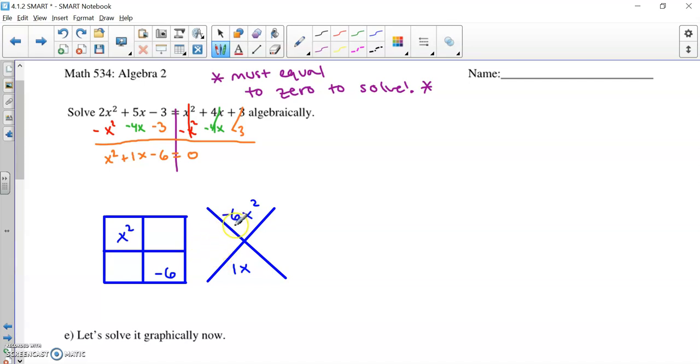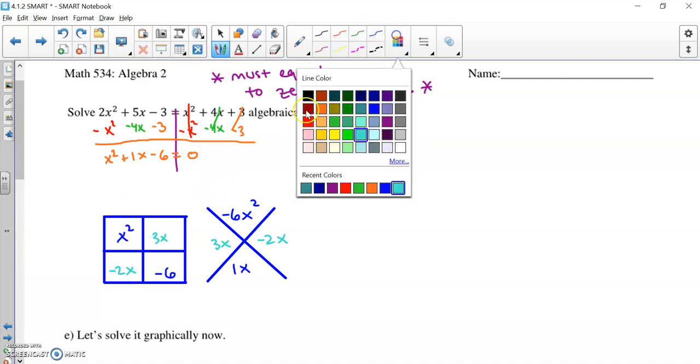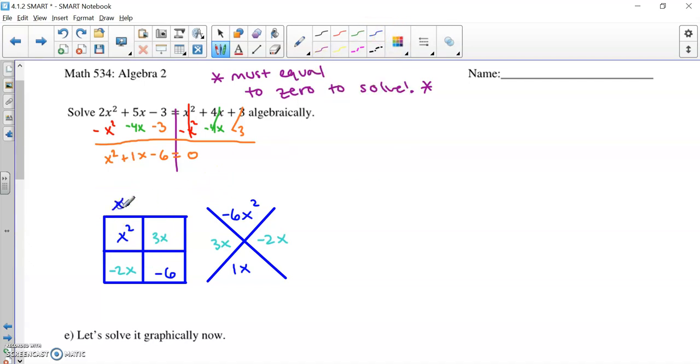But what two numbers now multiply to make negative 6, add to make positive 1? Hopefully you would come up with 3 and negative 2. So now we can go ahead and fill out the rest of our box on the outside. X, 3, negative 2. And let's solve.